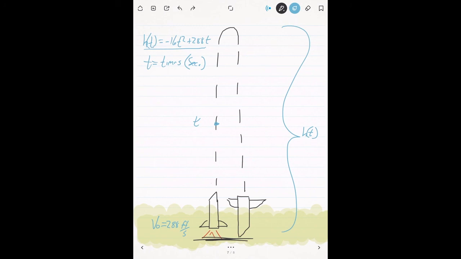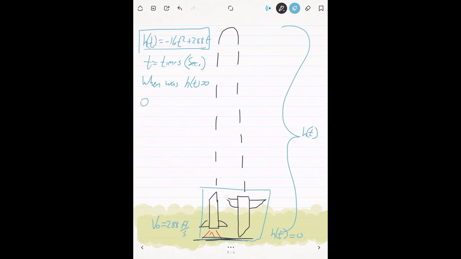So what we're going to need to do is use this equation, or formula, or function, if you will, to determine when the rocket was on the ground. When did the rocket's height become 0? That's what we're trying to find. When was h of t equal to 0? Because that's what's happening right here. h of t equals 0.